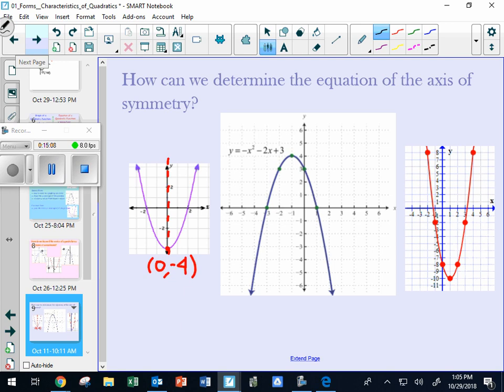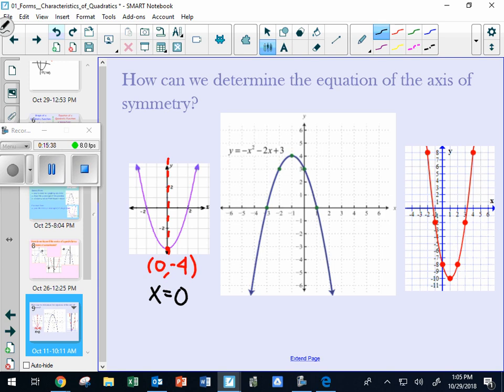Who thinks they know what that equation is going to look like? Someone from this row. Yes. X equals 0. Why didn't we use y equals? Don't our equations usually start with y? If it's a vertical line, it's x, right? If we did y equals 0, that would have been this line over here. We don't want that line.